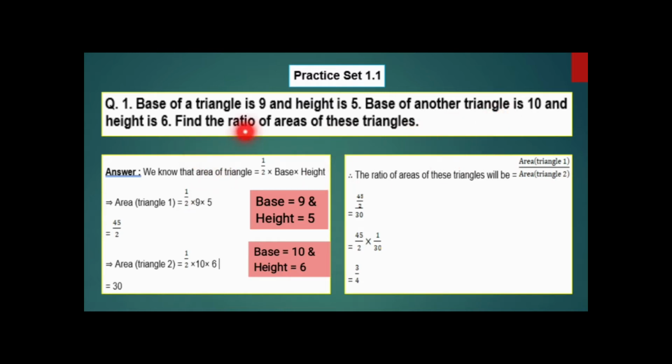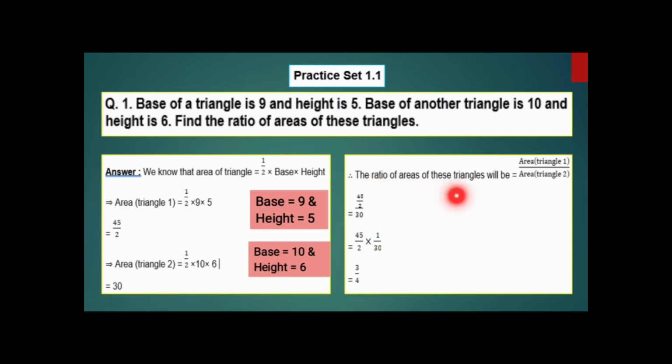So first we find the area of the triangle having base 9 and height 5. So we write here area of triangle 1 equals half into base 9, height 5. So 9 fives are 45. So we get area of triangle 1 as 45 upon 2. Now we calculate area of triangle second. So area of triangle second equals half into base 10, height 6. So 10 sixes are 60, 60 divided by 2 we get 30.